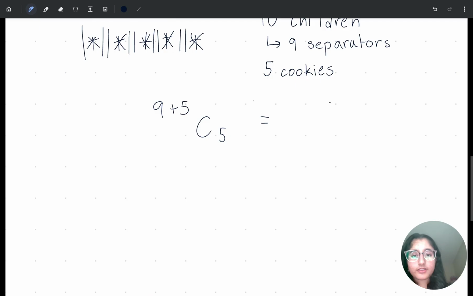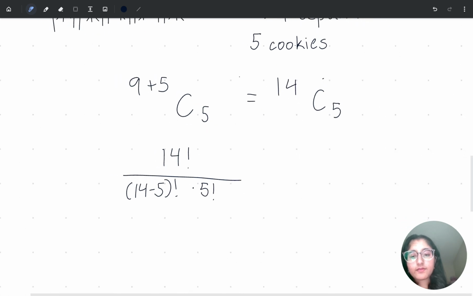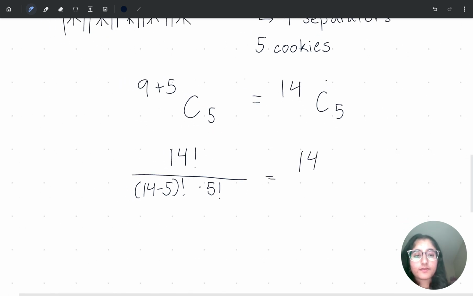That will give us 14 choose 5. So we can write this as 14 factorial all over (14 minus 5) factorial times 5 factorial. This is also equal to 14 factorial over 9 factorial times 5 factorial. And this will end up evaluating to 2002.